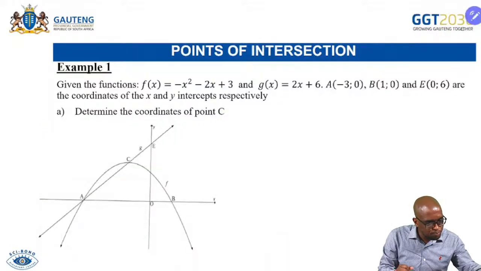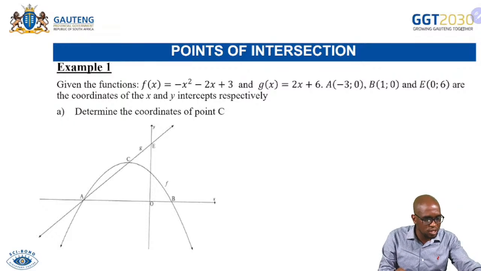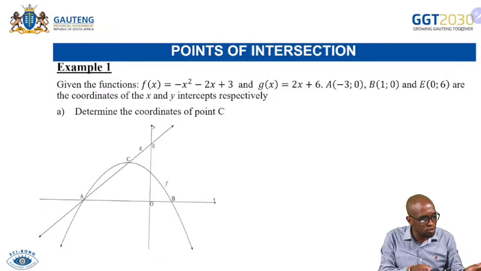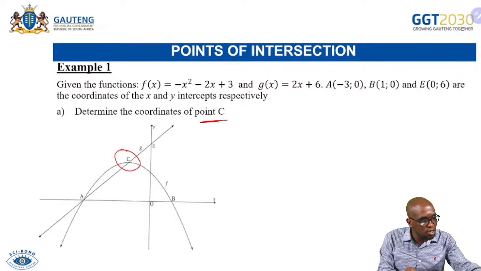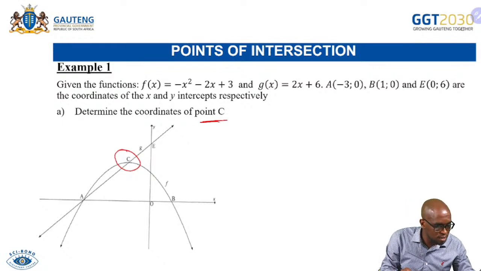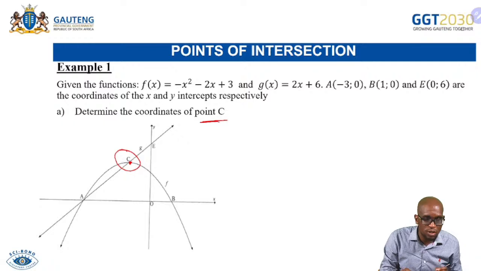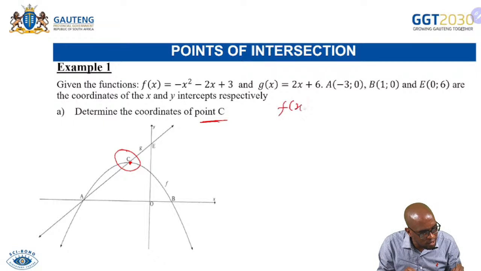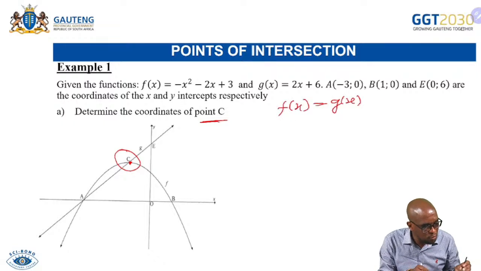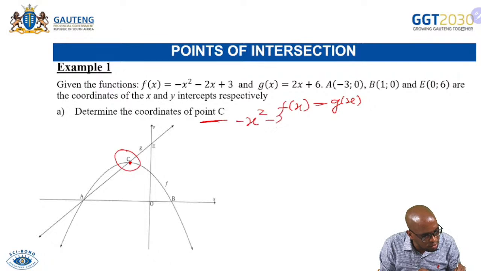Right, moving right along, we are given this quadratic function as well as a linear function. We want to find the coordinates of point C. In order for us to find the coordinates of C, we need to work out the point of intersection, because C is where the two graphs intersect. So we find the point of intersection by equating f of x to g of x. If we do that, we have minus x squared minus 2x plus 3 is equal to 2x plus 6.